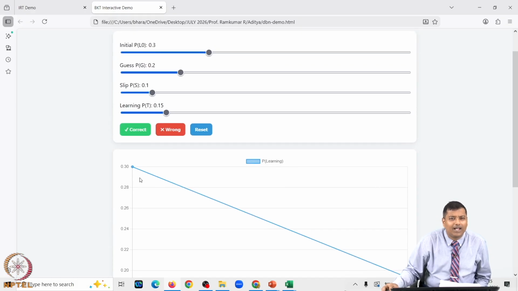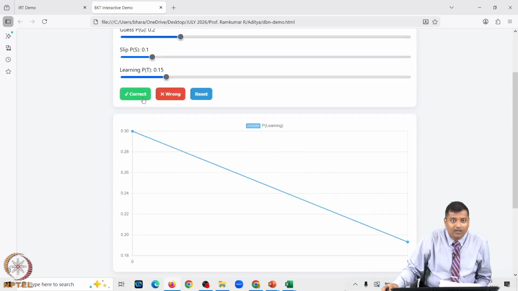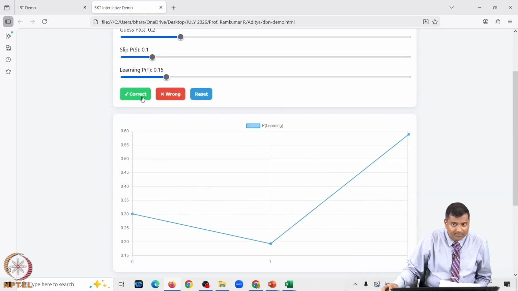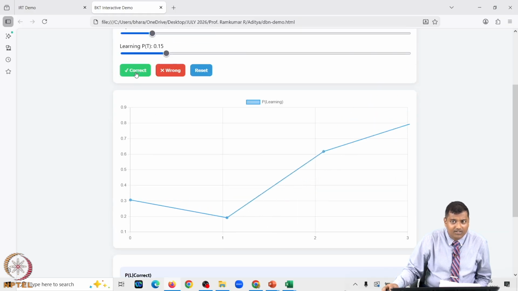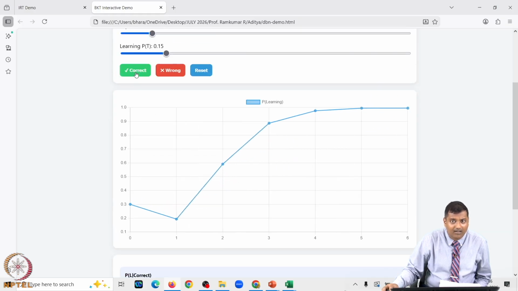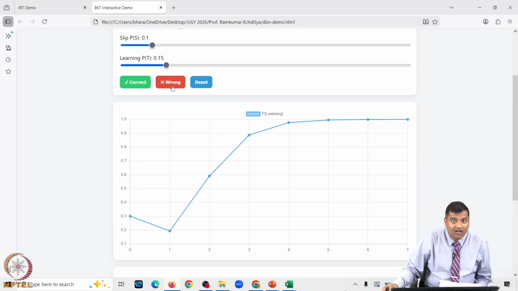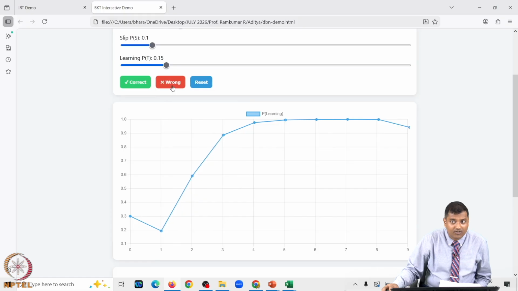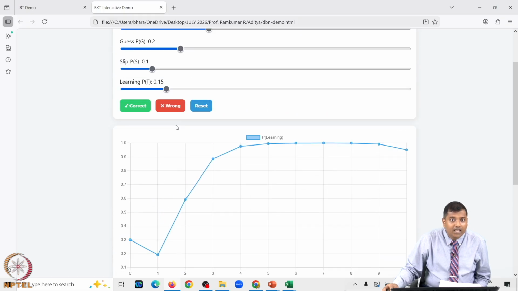Let's do it a few more times. I'm going to answer the next question correctly. Oh, it shoots up directly to 0.59. I'm going to answer the next question correctly, and again, and again. See where my mastery is going. My mastery now is 1, that is 100%. Now I'm going to answer wrong a little bit. My mastery is still 0.952. The reason being, I'm marking it wrong, yet my guess percentage is very small.